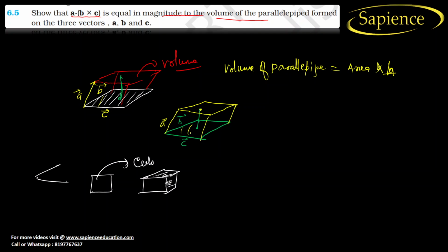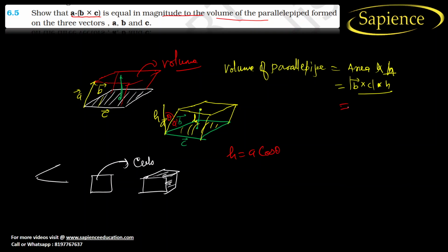Before the volume, you have to find the area. So the area of the parallelogram is equal to B cross C, multiplied by the height. So how to find the height? Let us consider, if I shift this height here, this is the height. What is the angle between the height and the area vector? Let us consider theta. This is the vector A, so the height is equal to A cos theta.